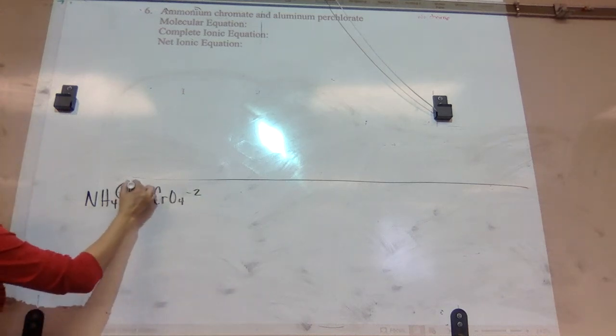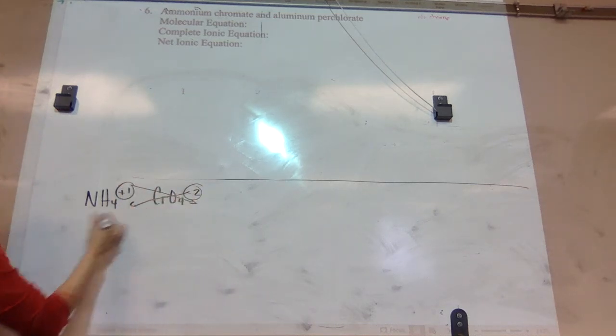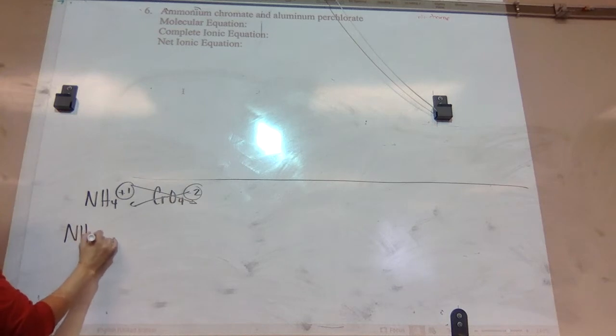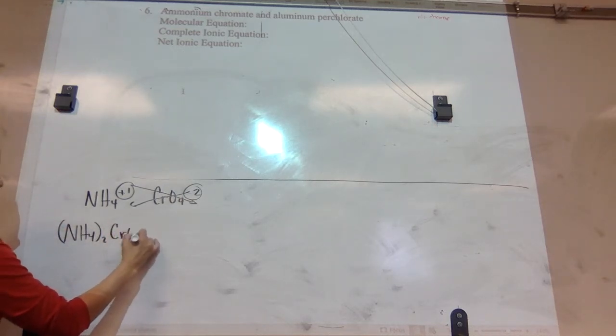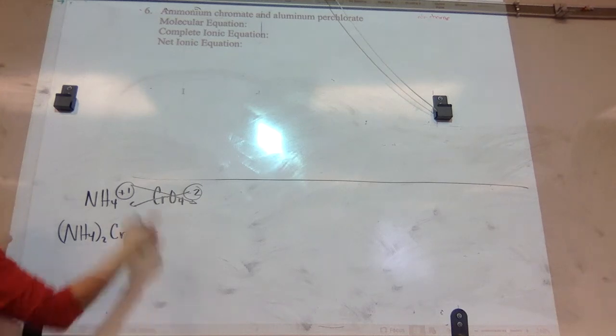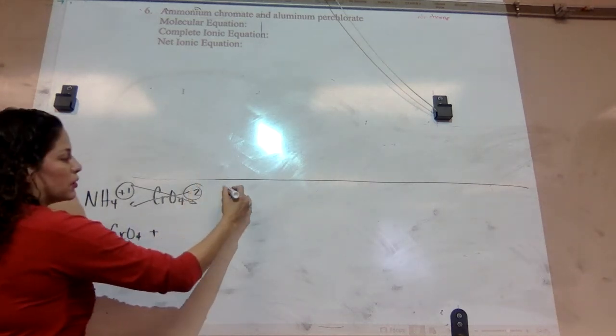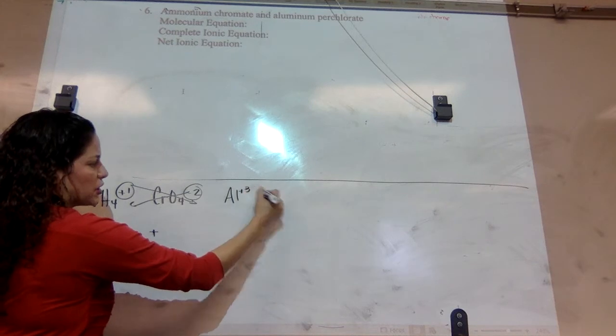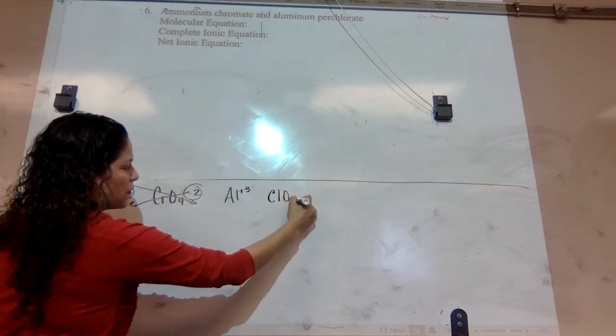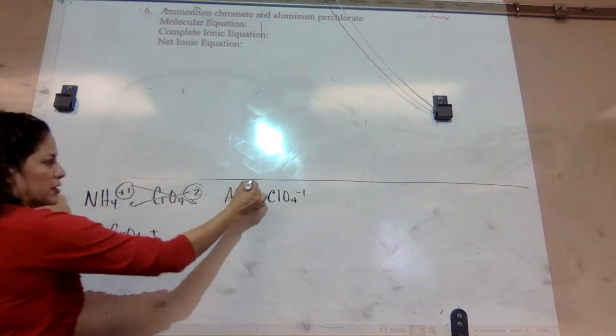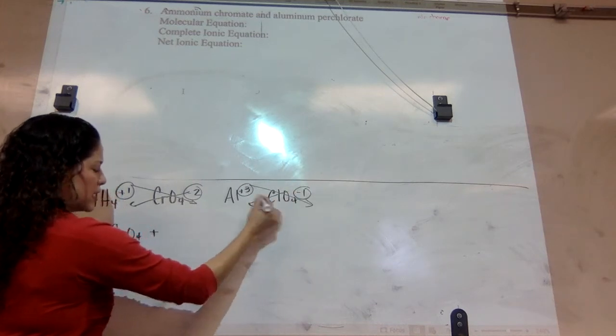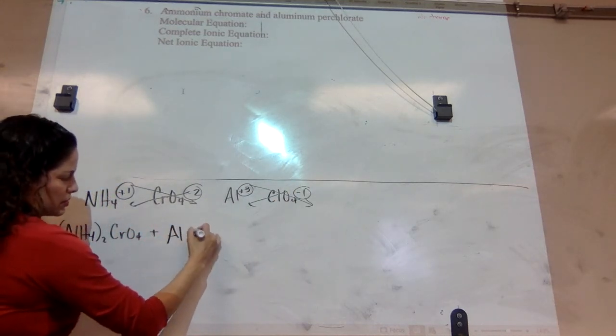I'm going to have to crisscross these guys to form the compound. So I'm going to have (NH4)2CrO4. I'm going to do the same thing for aluminum perchlorate. Aluminum has a +3 charge. Perchlorate is ClO4 with a -1 charge. Crisscross, that goes there, that goes there. I'm going to have aluminum perchlorate.